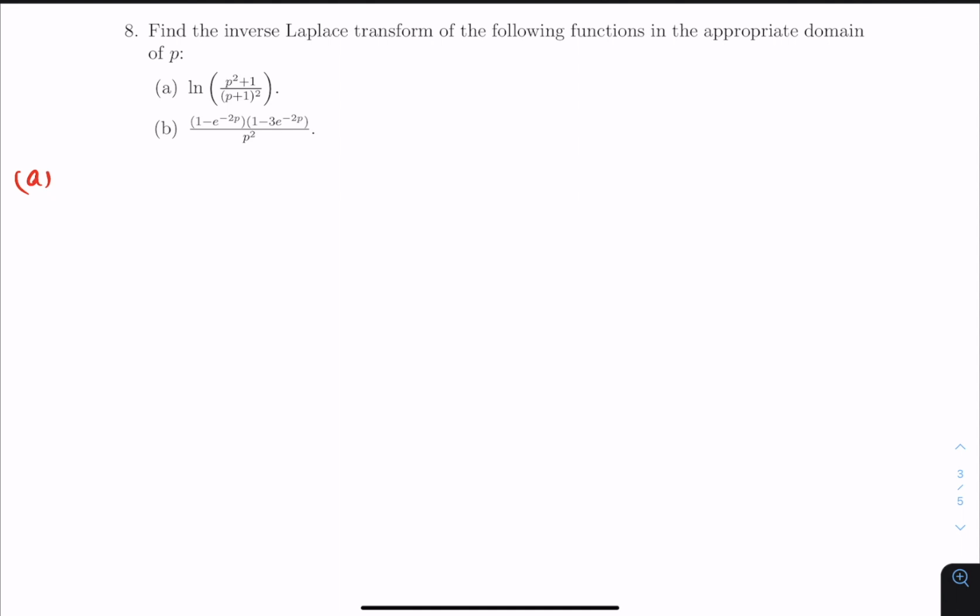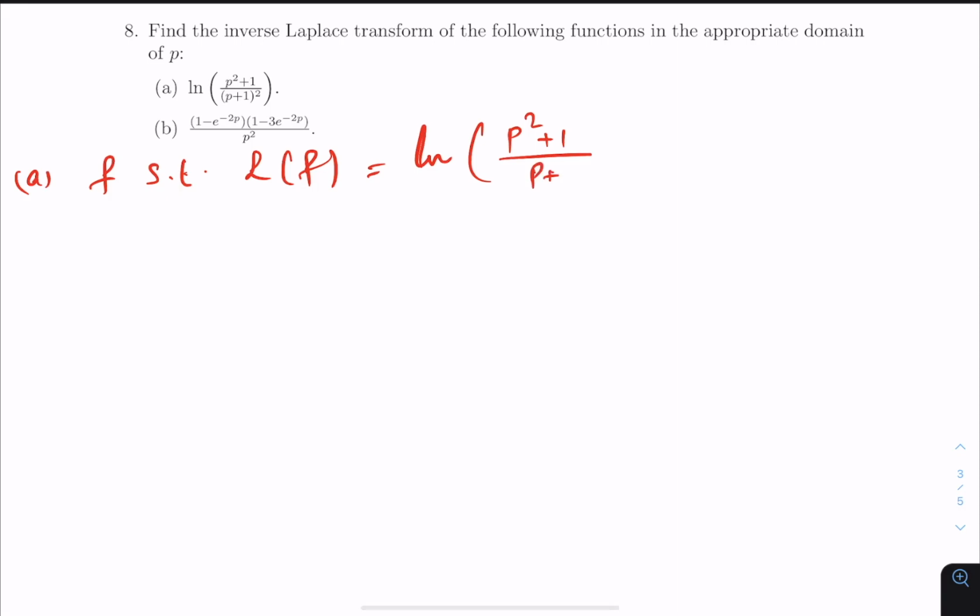So we are just going to find the inverse Laplace transform by finding the functions whose transform is this. In some sense, it is some kind of reverse chronological order. What we need to find is f such that L of f is log of ((p squared plus 1) by (p plus 1) whole square). Okay, so we need to find f such that this happens.